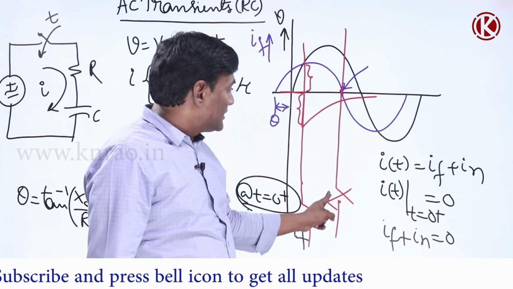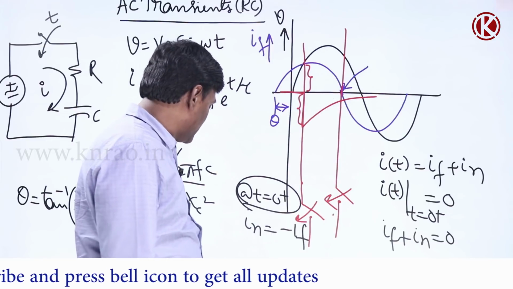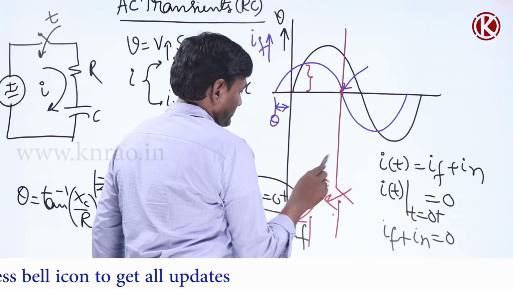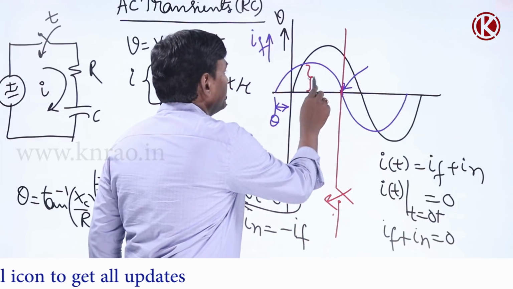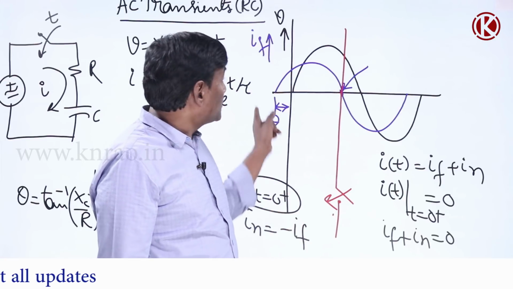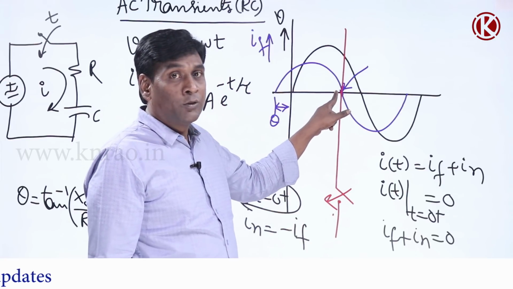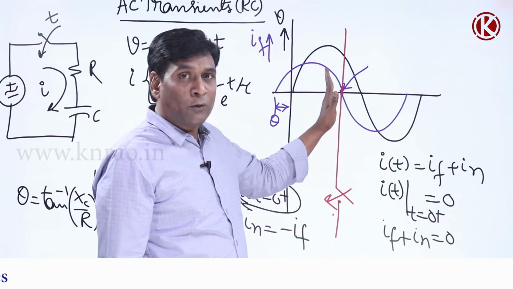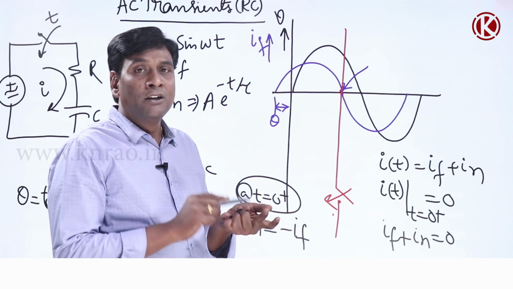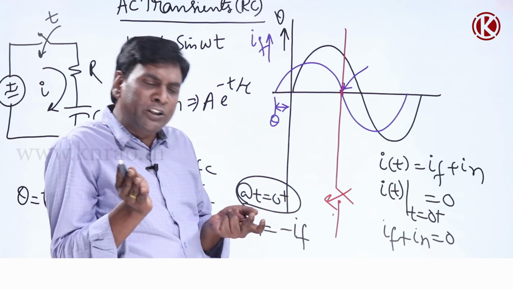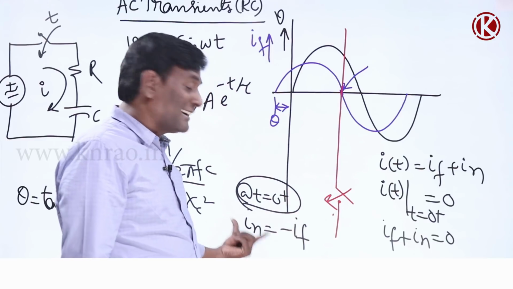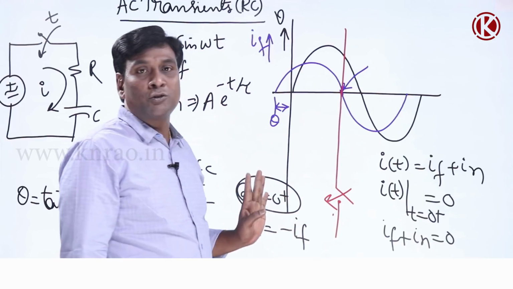So if I close the switch here, let me erase this, that may be better. If I close the switch here, how much is forced? Forced is 0. At this instant, if I close my switch, forced is 0. Forced plus natural should be 0, because at t less than 0, current is 0. Immediately at 0 plus, current will be 0. So forced plus natural should be 0 is the condition. Forced is 0, so natural should be 0.